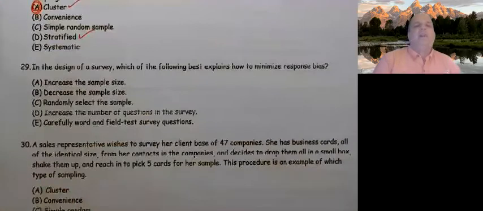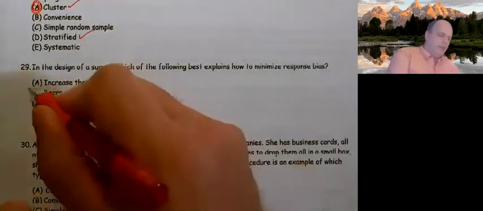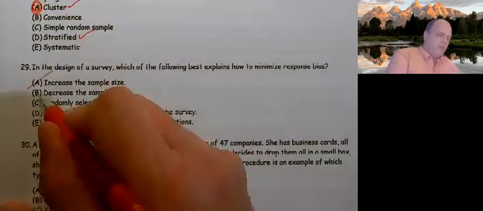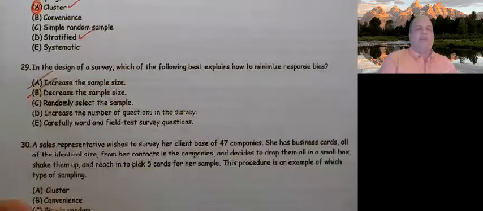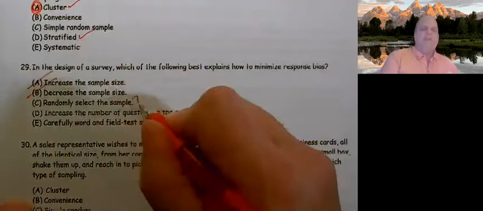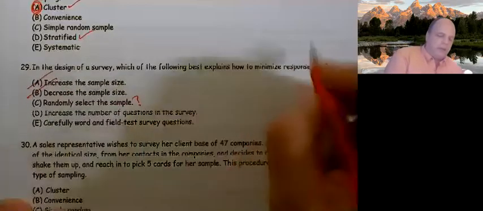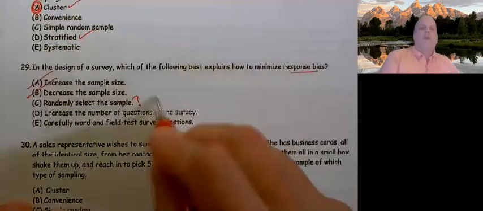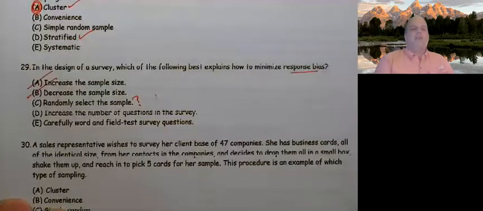In the design of the survey, which of the following best explains how to minimize response bias? Well, remember, response bias is either a sensitive question or a poorly worded question. Increase the sample size. Nope, that doesn't fix bias. Decrease the sample size. That makes everything in statistics work. Randomly select a sample. That's important, but we're talking specifically about response bias, so there might be a better answer.